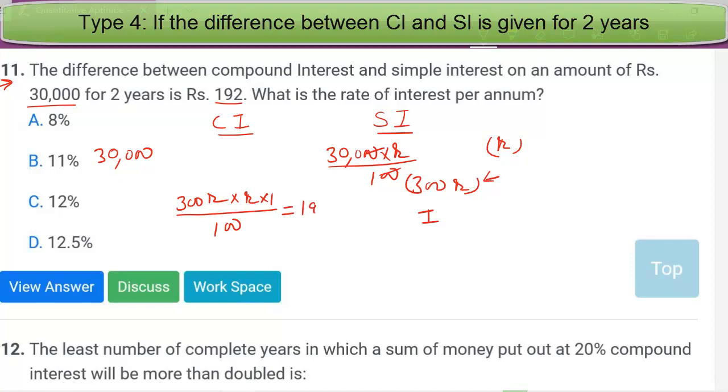So you can now solve this question very easily. R square is equal to 192 multiplied by 100, divided by 300, which is 64. So that gives you the value of R equal to 8, which means R is 8%. So option A is correct.